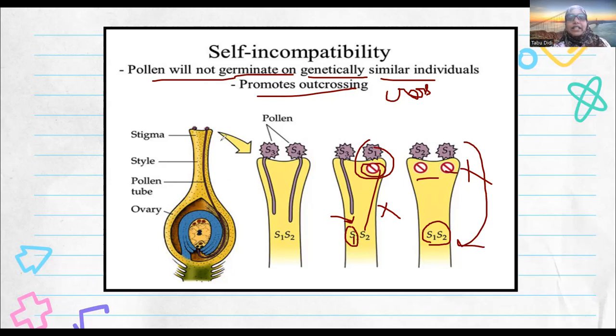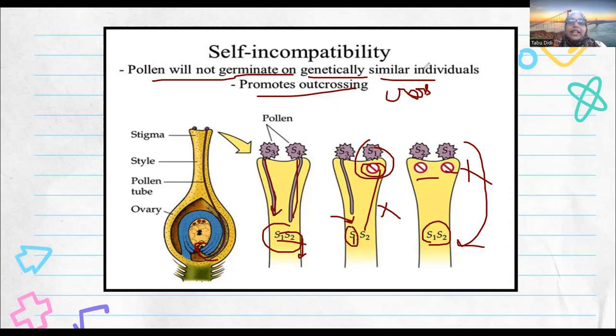Whereas let's say this is of the genetic makeup. This is just a code word that we are using to understand the difference between the genetic makeup, the genes of the plant. Let's say the style is having S1, S2, and the pollen that landed onto the stigma is S3 and S4. They will successfully grow out, they will successfully germinate, and then finally they will try to fertilize this egg over here. Okay, so this is what we understand by self-incompatibility.